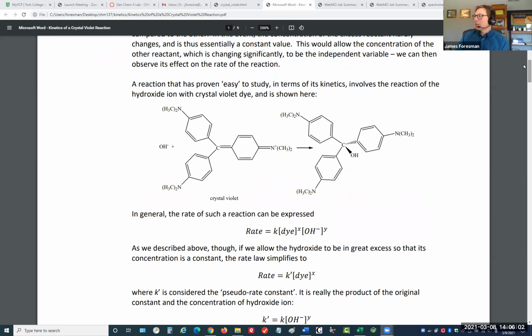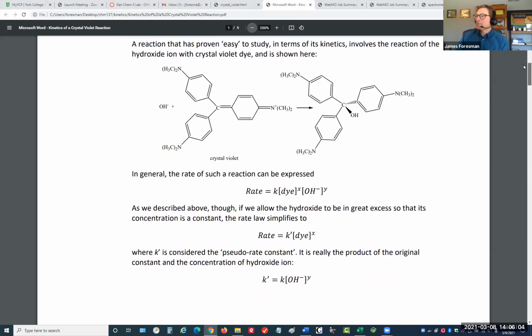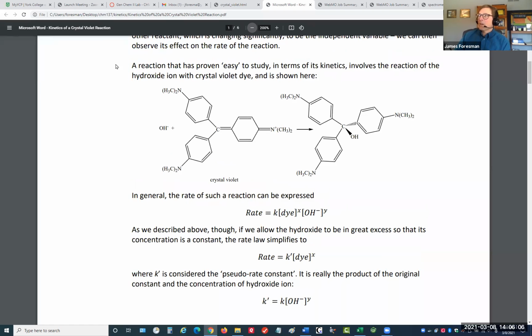Here's what the reaction looks like. On the reactant side, we have hydroxide ion as reactant 1, and the crystal violet cation as reactant 2. As its name suggests, if we had this substance dissolved in water, it would produce a violet color. We would be seeing a violet solution here.